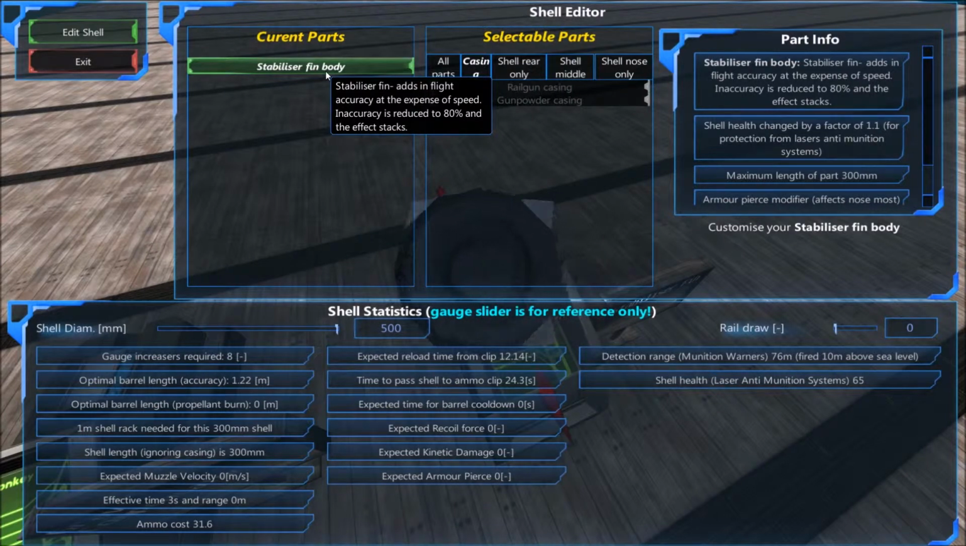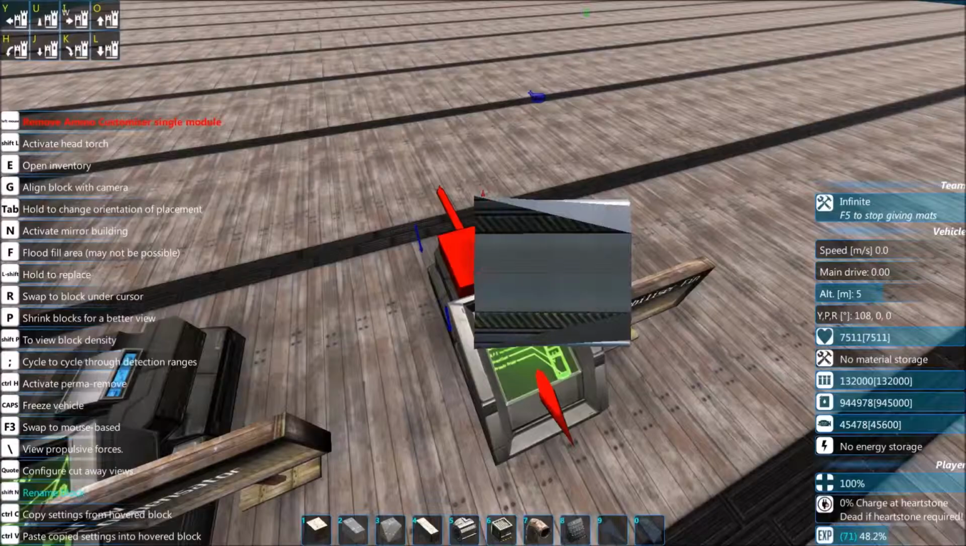The stabilizer fin does have another benefit, I suppose, and that is the fact that it stacks. So you could have a whole bunch of stabilizer fins if you really wanted to make a really accurate shell. I don't see why you'd want to do that, but you could. The main disadvantage of the stabilizer fin is the fact that it takes up a segment on your shell. That segment could be an extra warhead, or an extra piece of gunpowder casing, and that would benefit you. That would be way more beneficial for your shell generally, not always, but generally. Usually accuracy is not much of an issue.